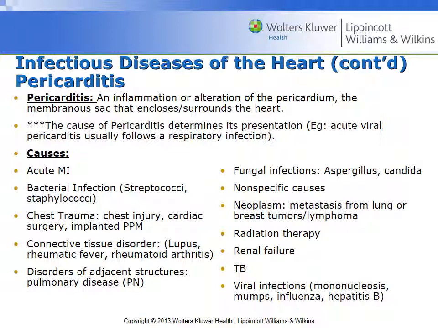Causes of acute pericarditis include acute MI, bacterial infections such as streptococci or Staphylococcus aureus, chest trauma, chest injury, cardiac surgery, or an implanted pacemaker, connective tissue disorders such as lupus, rheumatic fever, rheumatoid arthritis, and disorders of adjacent structures such as concurrent pulmonary disease.